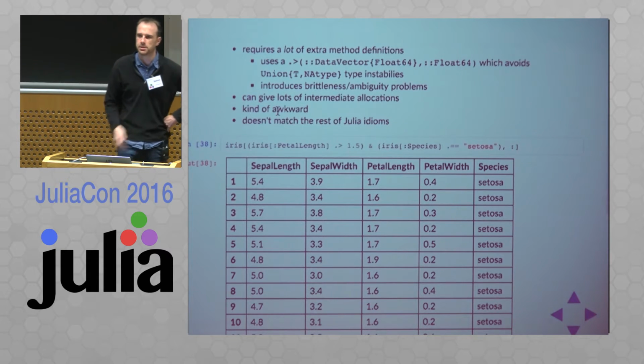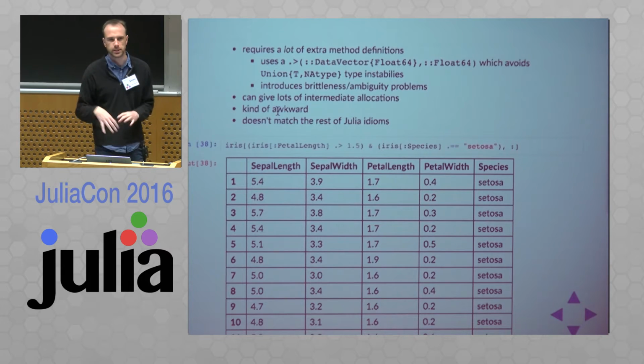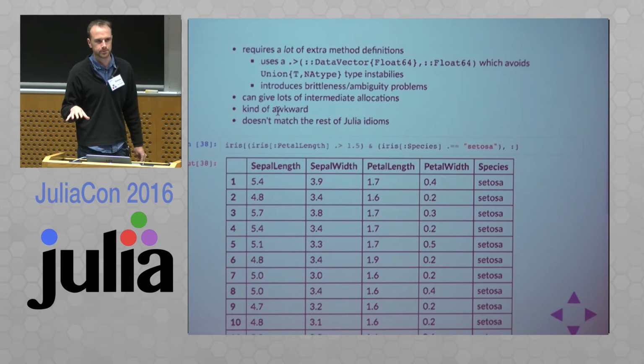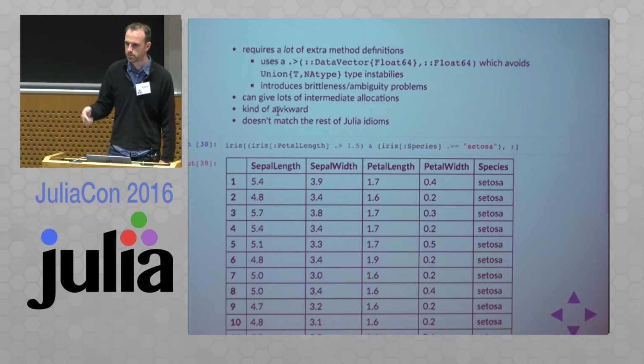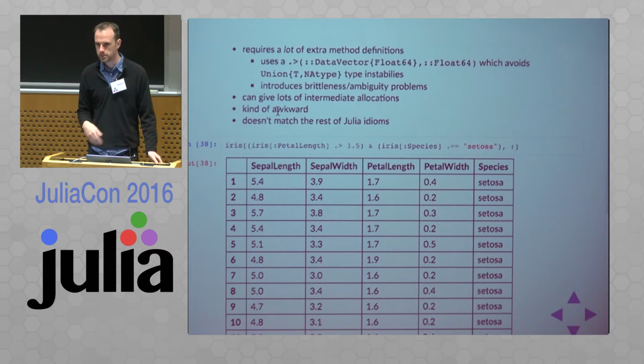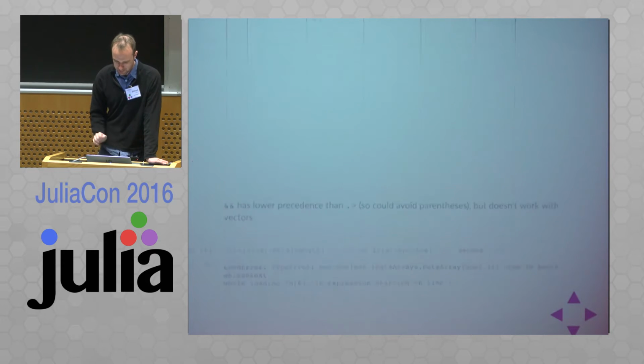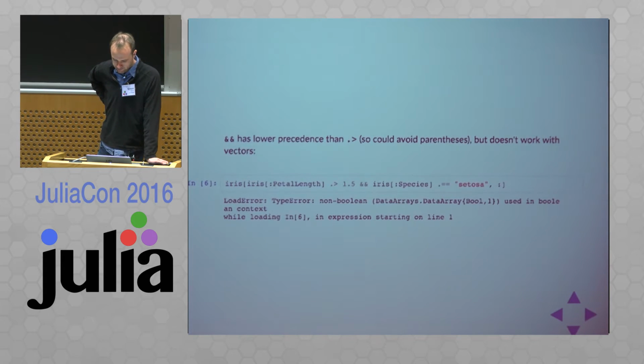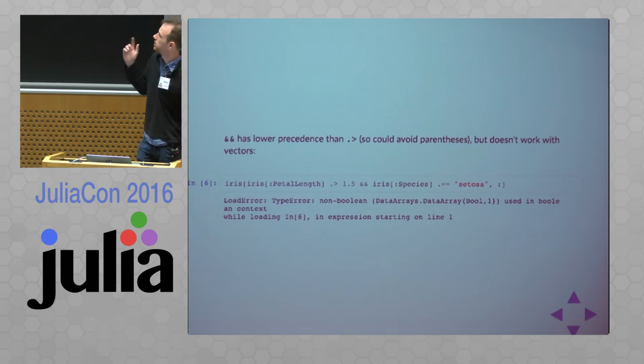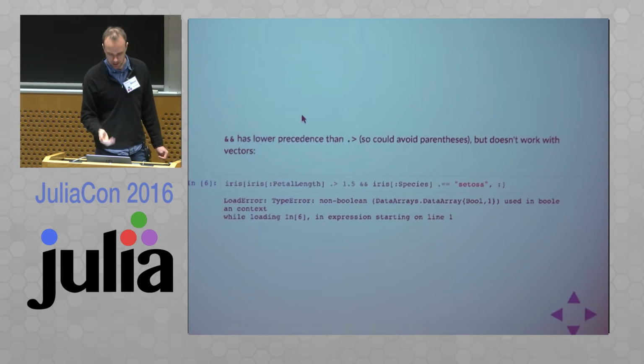And fundamentally, it just doesn't match the rest of the Julia idioms. Julia has very much been focused from the get-go on having fast loops, just being able to write a loop as opposed to having to use vectorized operations, and this is going back against that. So if we're doing this, we're doing something wrong in some sense. And we can't use the double ampersand operator there, for example, because we have a vector, not a single element.